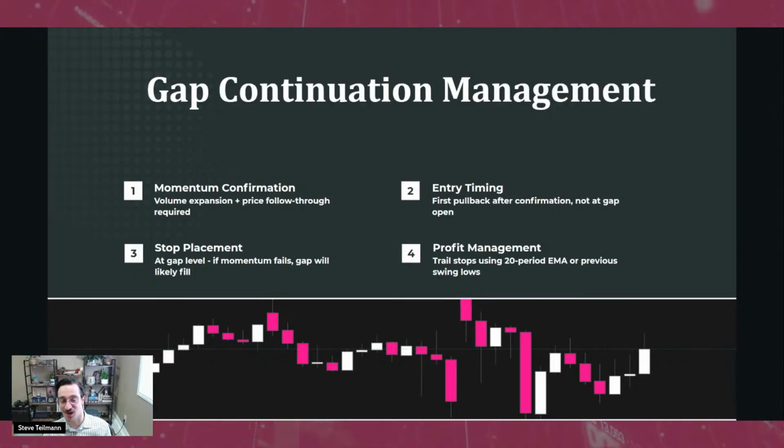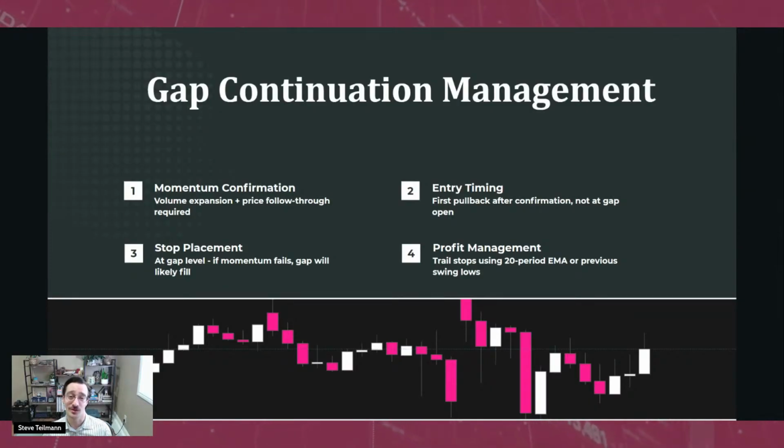I always say trading is more like cooking than baking. It's more of an art than a science. We are all about the statistical edges, but it's about what we do with those statistical edges that we're given. So that's what I'd say for stops, because if the momentum fails, the gap will fill quickly. So you don't want to have your stop too deep.